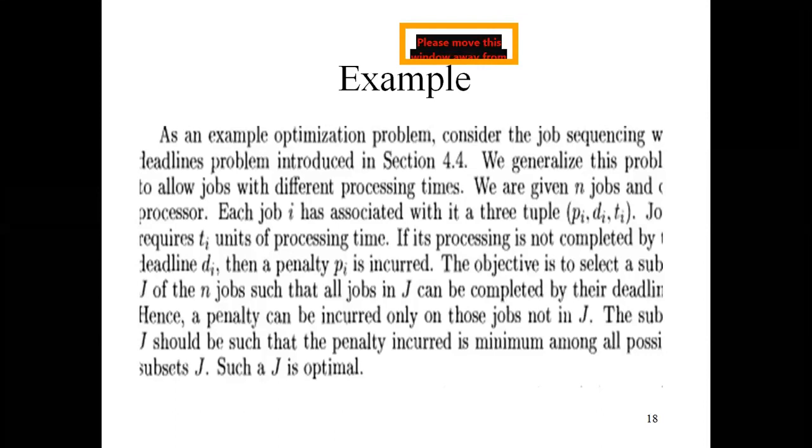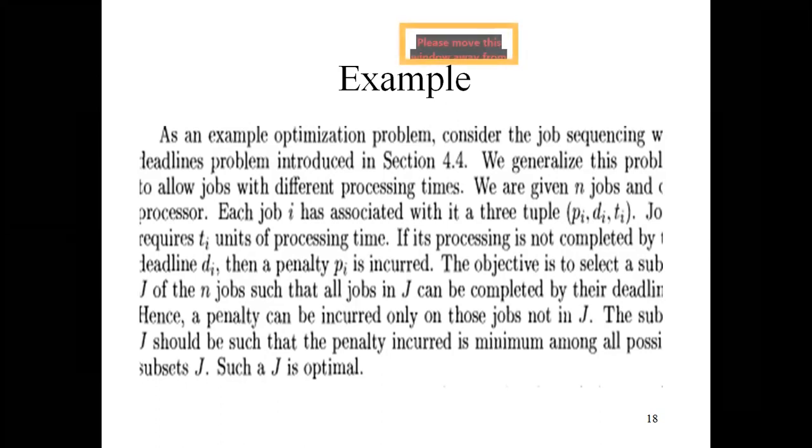The other jobs are the ones with penalty. The subset J should be such that the penalty incurred is minimum among all possible subsets. Such a J is an optimal one. So the penalty should be minimum. That is important.